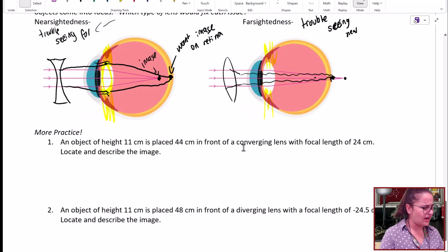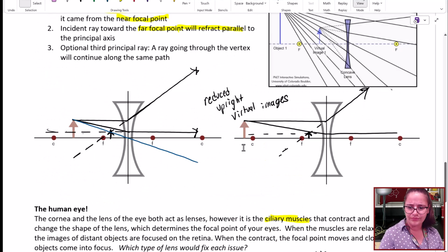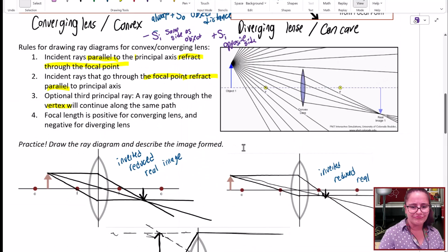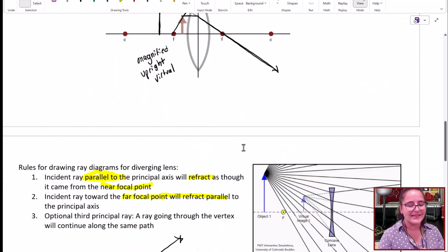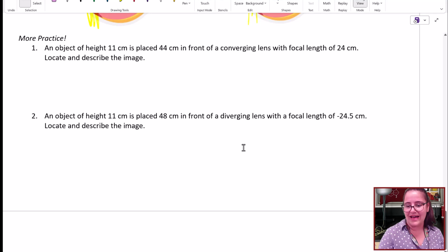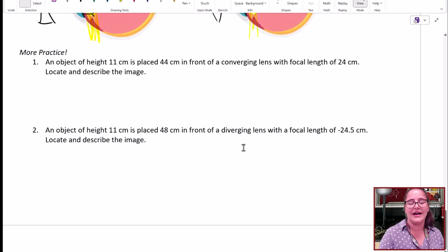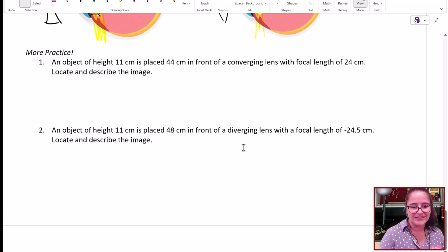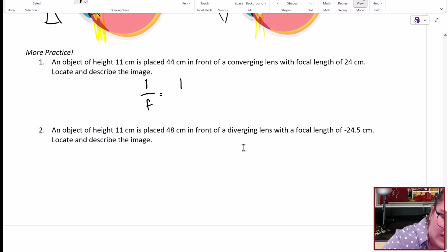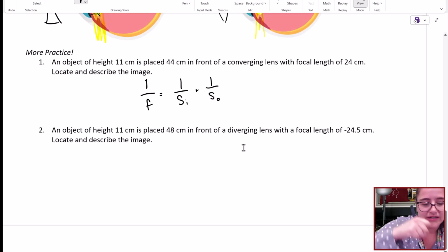Hey, wait a minute. Have we talked about the math for lenses yet? Nope. But yes, the math for lenses is the same as the math for mirrors. So we're still going to be using the equation 1 over f equals 1 over the image distance plus 1 over the object distance. We just have to be careful with our new sign conventions.